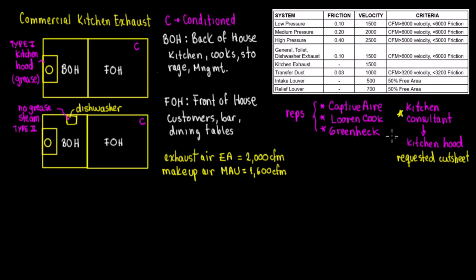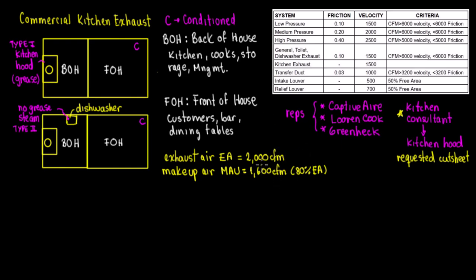Sometimes they already have this information. Also, you can work with the representative that they would suggest. The kitchen consultant would tell you, okay, my kitchen hood is based on Captive Air, so you can contact Captive Air directly. Hey guys, I have this kitchen hood and this information. I need the options for a makeup air unit, perhaps 1600 CFM. So what is 1600 CFM? That's going to be 80% of the exhaust air, at least. And what's the reason for that?